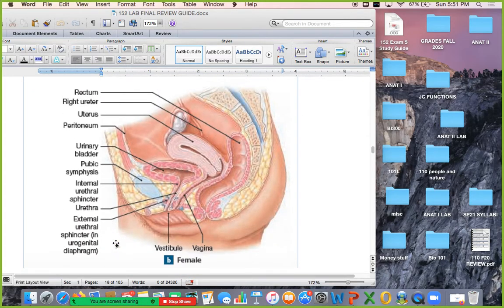In a female, it's very similar, except we have much smaller urethras than do men. And also our reproductive system is disconnected. So we're going to have an absolutely separate entrance for the reproductive system, whereas in men, the reproductive system is going to be connected to the urethra.